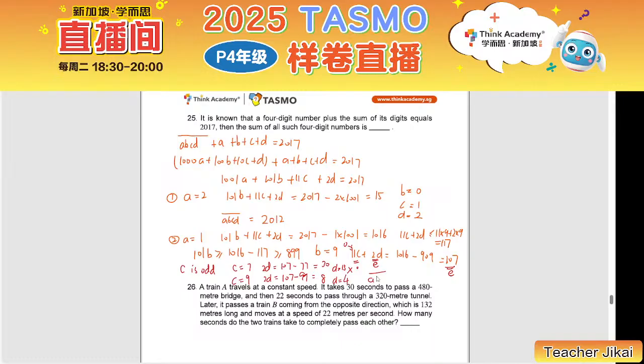So we know A, B, C, D this time is 1994. So then we get the answer, right? The two circumstances give you the two possible answers. So the answer here is 2012 plus 1994. So these are the two occasions. You plus them together, it is 4006. Right, so the answer here, 4006.